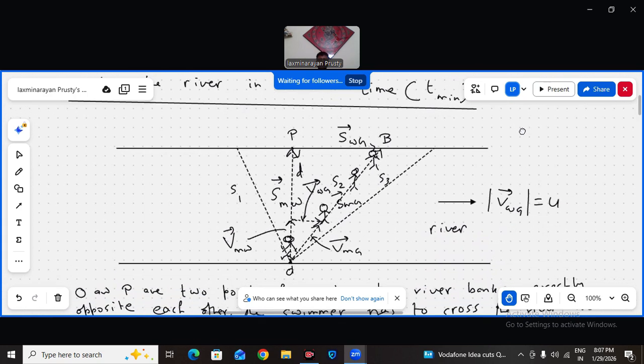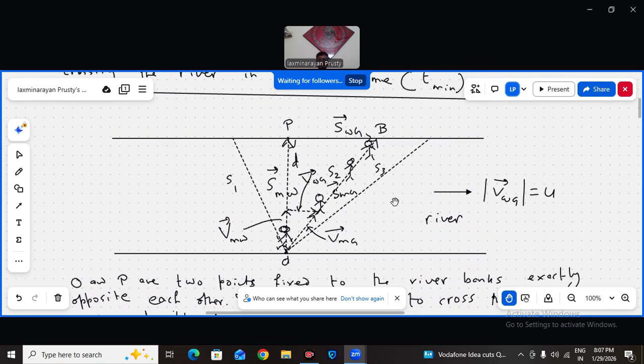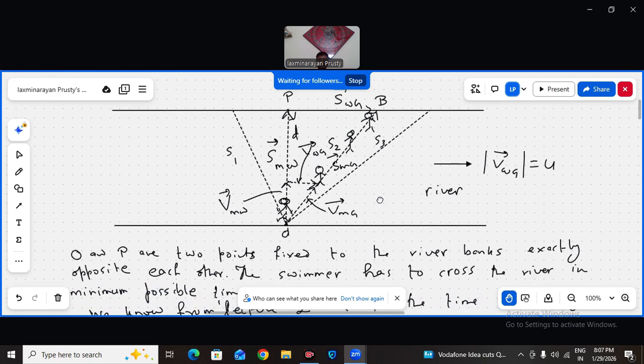What's the minimum time? Let us see. This is the river. O is the point on one side of the river bank. P is the point on the direct opposite to the point O on the other side of the river bank. Man wants to cross the river in the smallest time. So how will he swim?